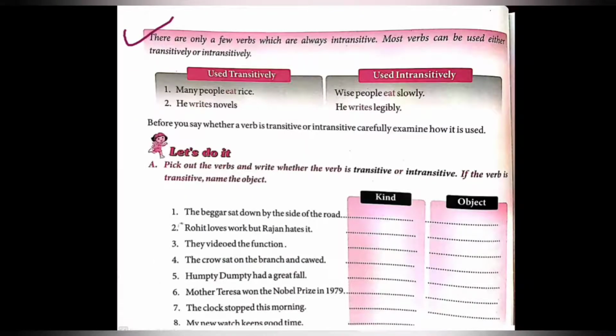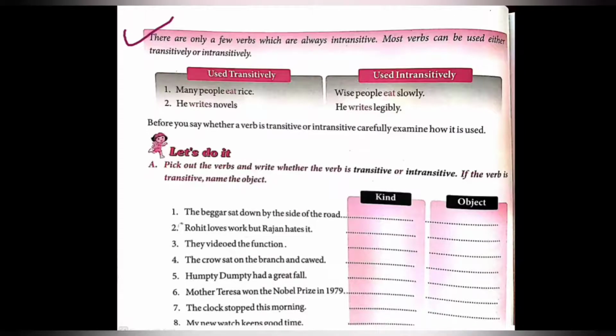There are only a few verbs which are always intransitive. Most verbs can be used either transitively or intransitively. Only a few verbs are always intransitive. Other verbs may or may not require an object.